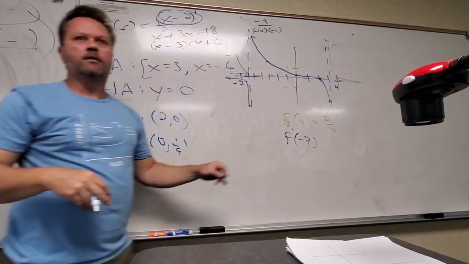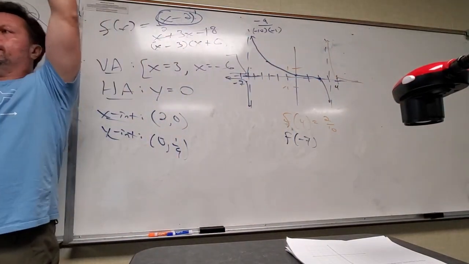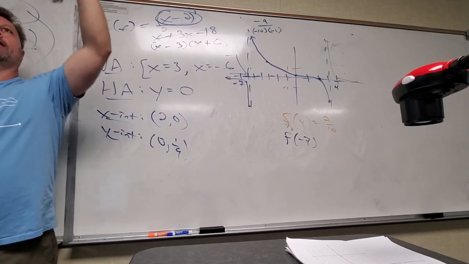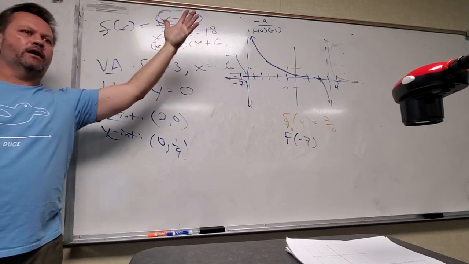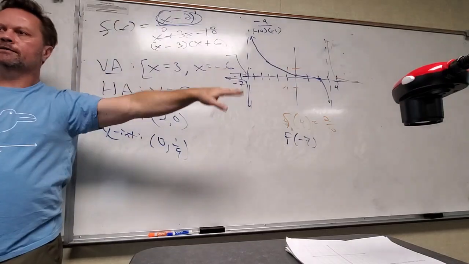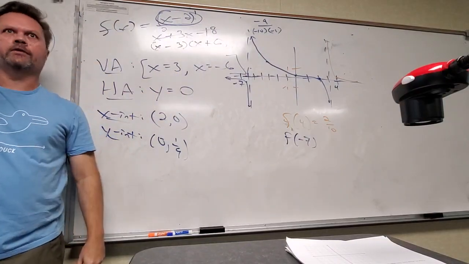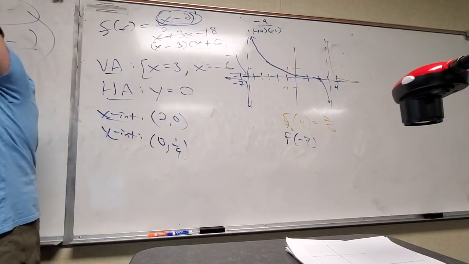By the way, when I give you a problem like this, there's going to be parts A, B, C, D, E. A would be find the intercepts. B would be find the asymptote. I'm going to step you through all the stuff, and then you just have to take that and put it on the graph.